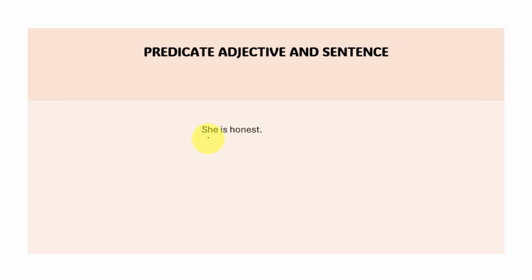So, she is honest. She's honest. Now, in this case, we're talking about the predicate adjective. This is the one here. Here is the pronoun. She is a pronoun. Here is our predicate adjective, because honest is the adjective, in case you don't get it.